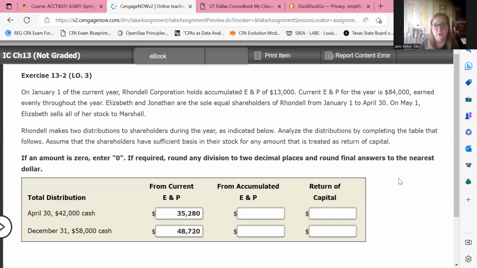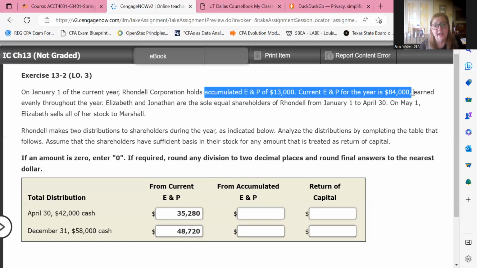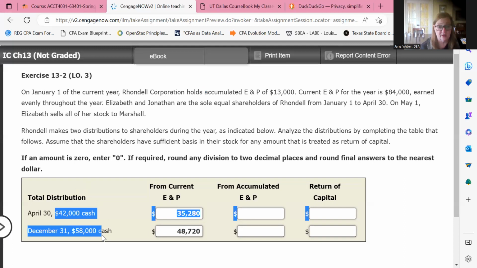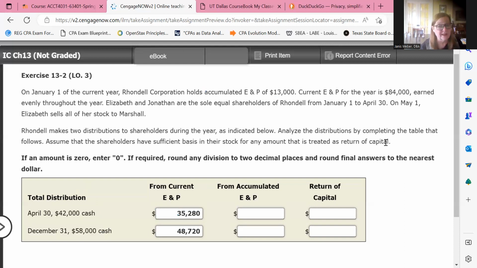All right. Looking at it, you can tell we have a bit of a problem, or it's not a problem really, but we can't just say all the distributions were dividends. When we look at it, we see that we had 13,000 plus 84,000. That's E&P total, including the current year and the accumulated, of $97,000. But our distributions are 100,000. So we know there's going to be 3,000 that's going to show up as return of capital. Right now, we don't know which of these distributions it's going to be related to until after we go through the process.